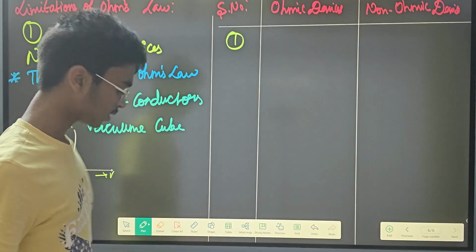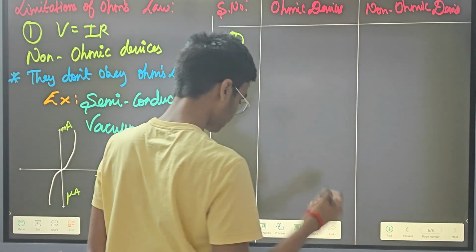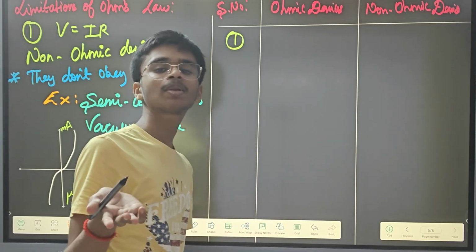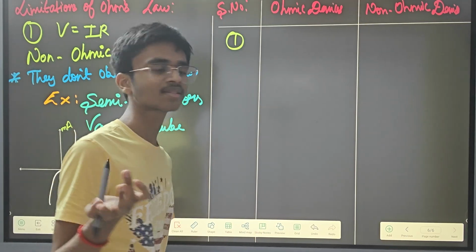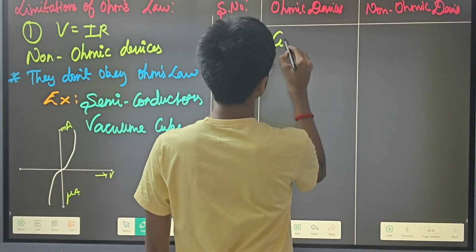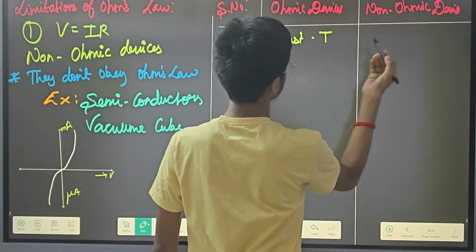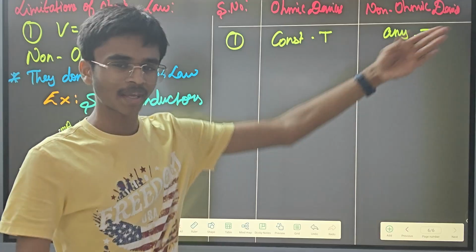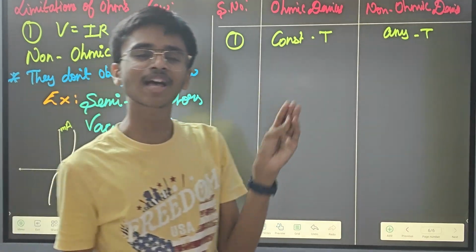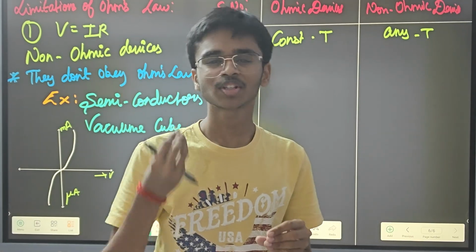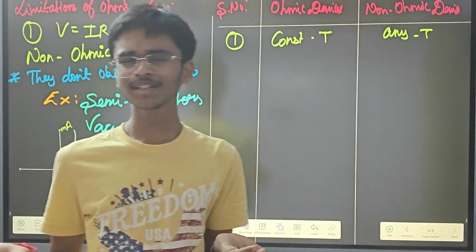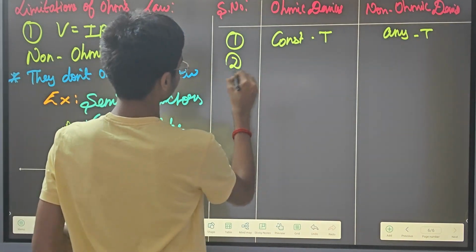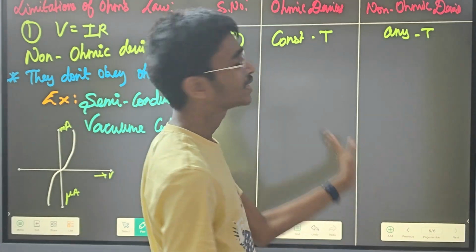So the first difference is that Ohm's law is applicable only at constant temperature, right? That you can write. For a non-ohmic device, at any temperature, no matter what, it will not obey. But an ohmic device has some sort of discipline, at least at a constant temperature it will obey, while the other will not obey at any temperature. We all have to be like this, not like this.